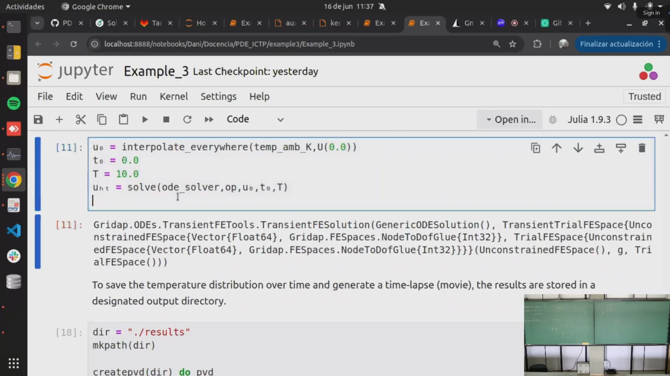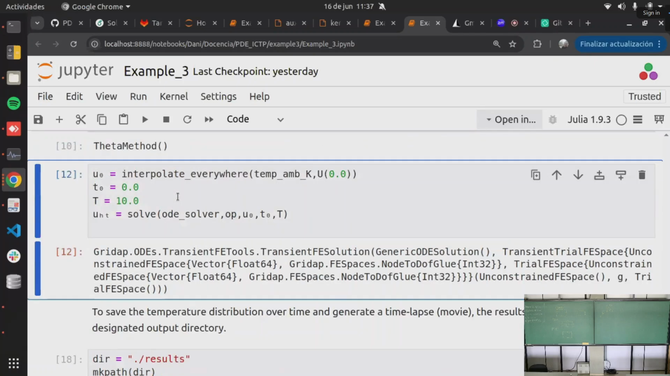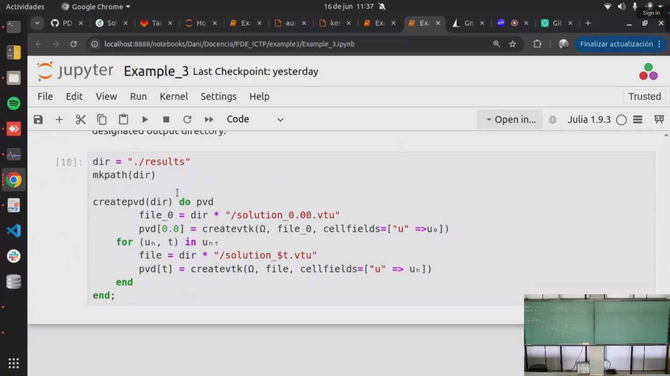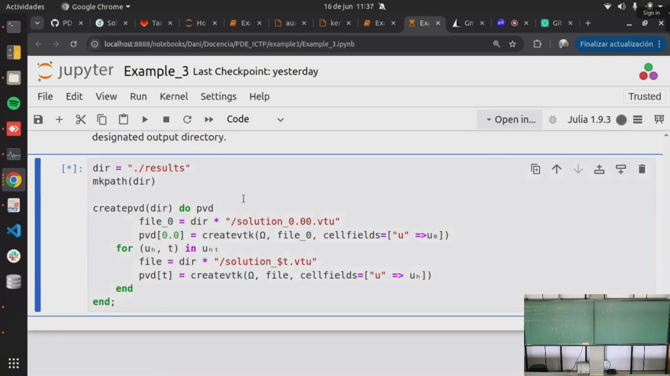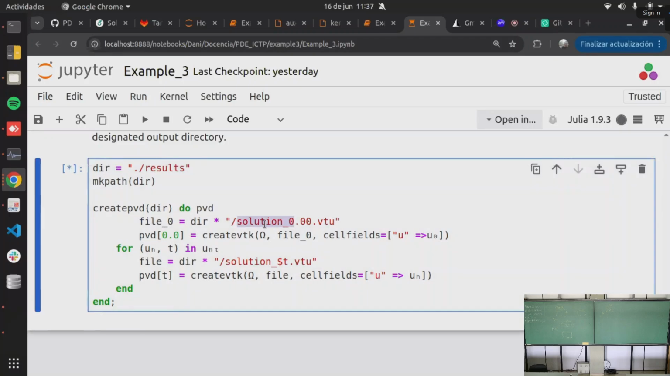So the simulation was performed so fast, and here we write PVD to visualize the simulation that consists in a lot of VTU files, one for each time step. So this will take time.